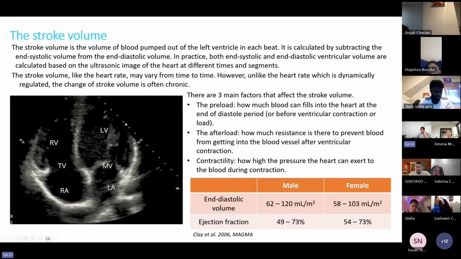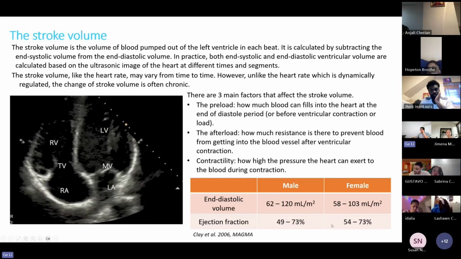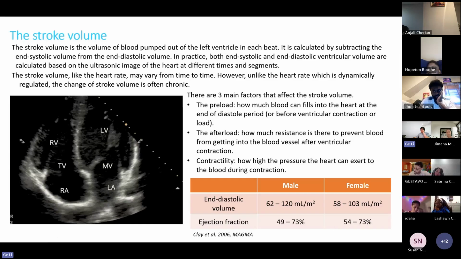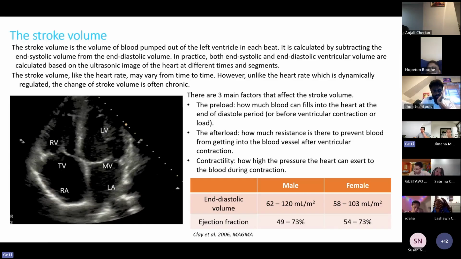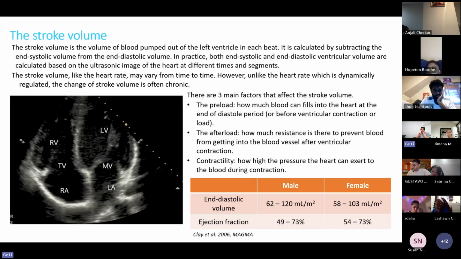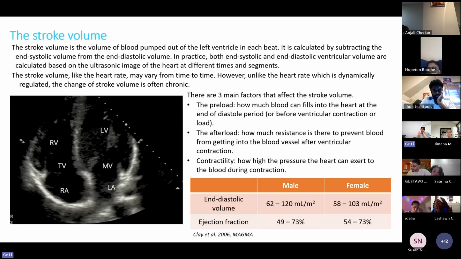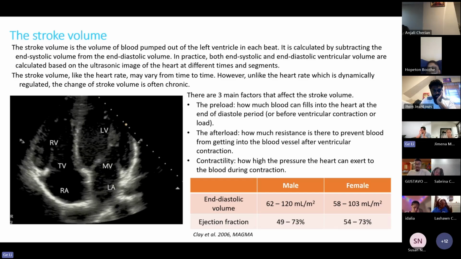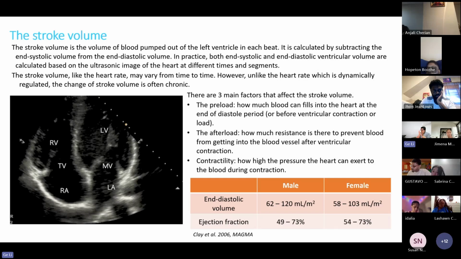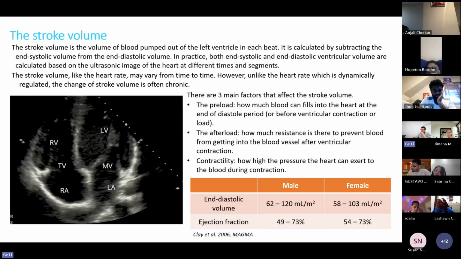In a healthy person, it needs to be more than half. So a healthy heart needs to pump at least half of the blood out of the left ventricle per beat. That's the definition. That's the standard of a healthy heart.